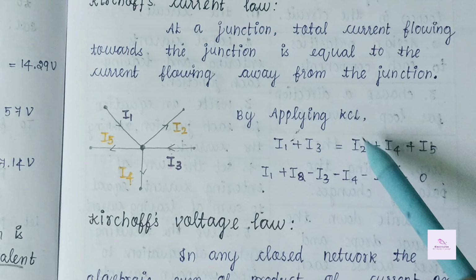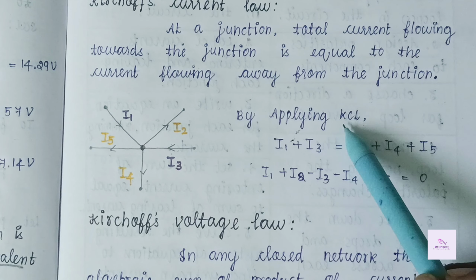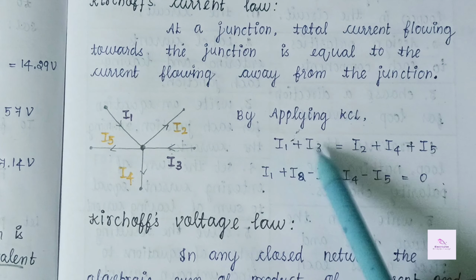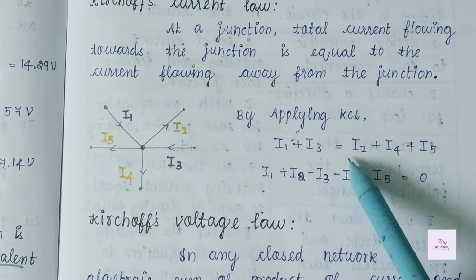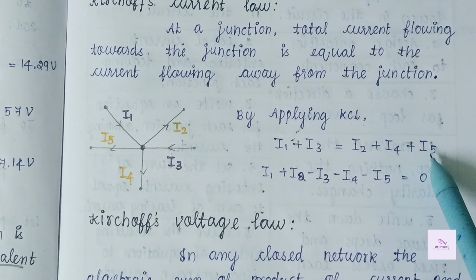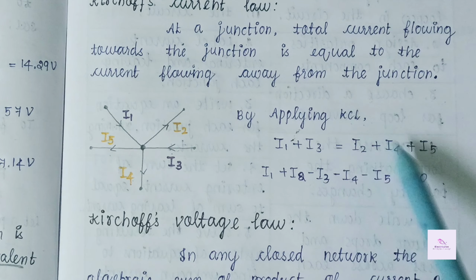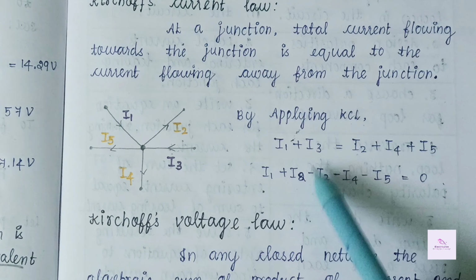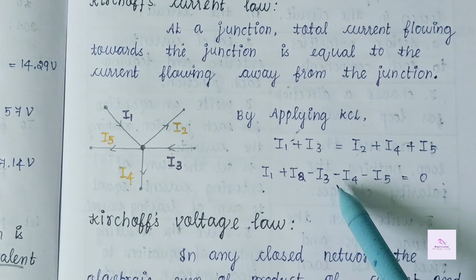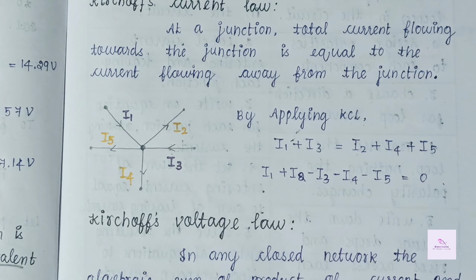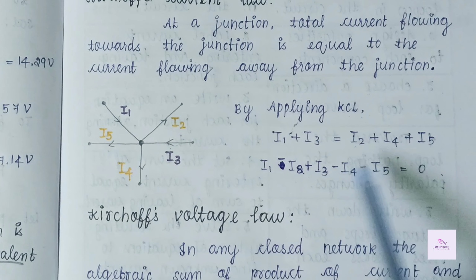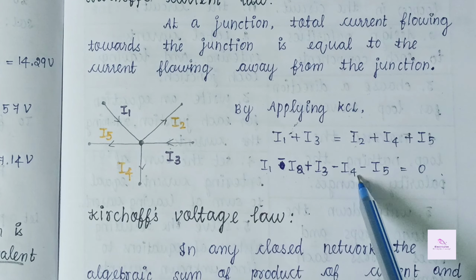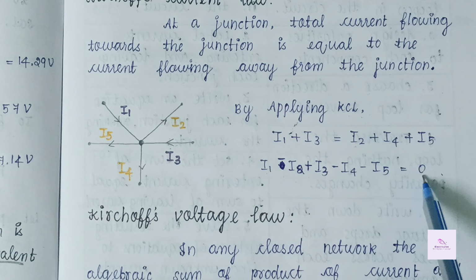Then by applying KCL, meaning Kirchhoff's current law, to this figure, we are getting I1 plus I3, where I1 plus I3 are incoming currents, is equal to I2 plus I4 plus I5, where these are the outgoing currents. By equalizing this, we are getting I1 minus I2 plus I3 minus I4 minus I5 is equal to 0.